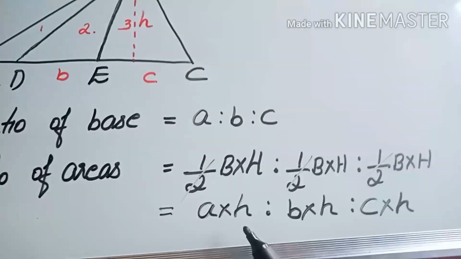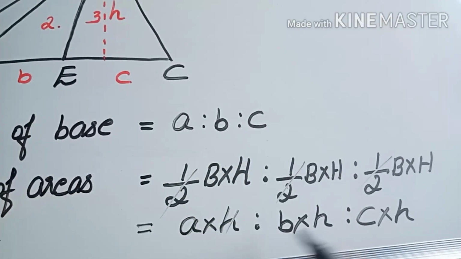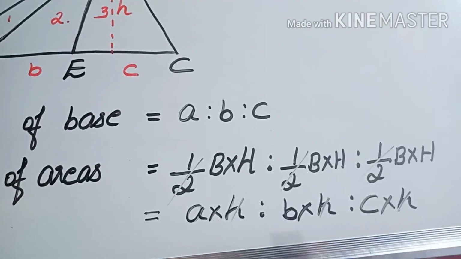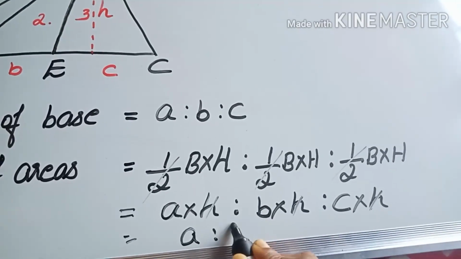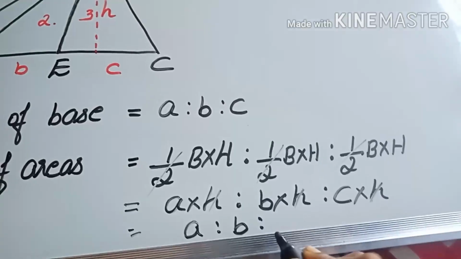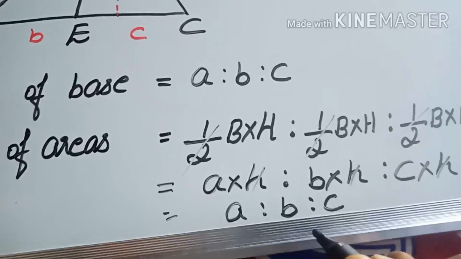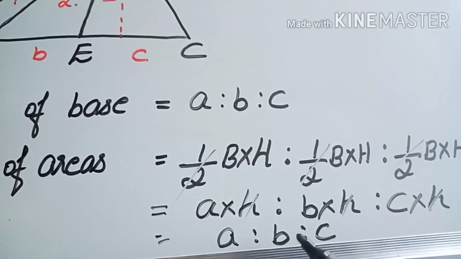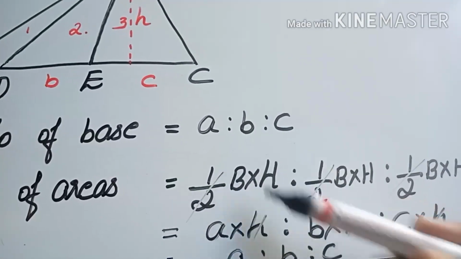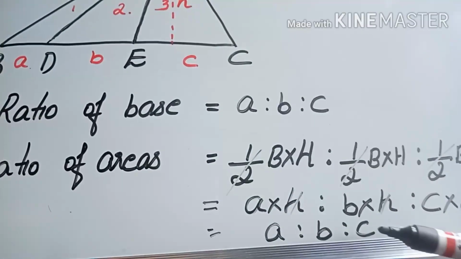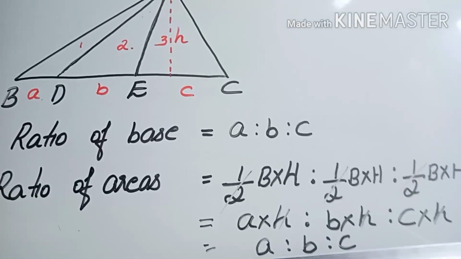Here height H is common, for all these three triangles the height is the same. That also we can cancel. Now what remains? A is to B is to C. So this is the ratio of the areas of these three triangles, and the ratio of bases we got as A is to B is to C. So both are the same. The ratio of bases and the ratio of areas of the triangles are also the same. So this is a proof.